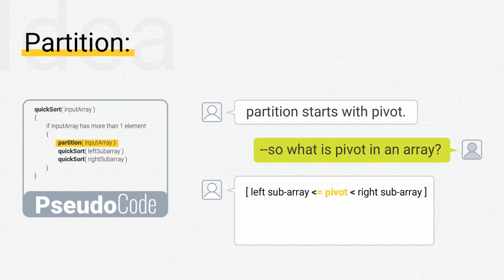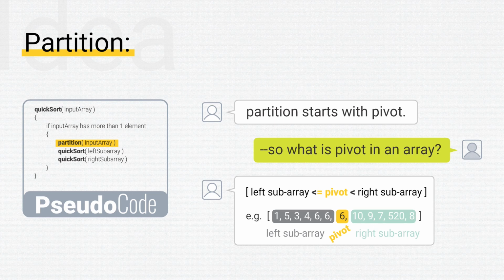Let's understand pivot with this example. Here's an array. 6 marked with yellow is the pivot, because all the elements to the left marked with gray are less than or equal to 6, while all the elements to the right marked with green are larger than 6. Alright, now we know what is pivot.